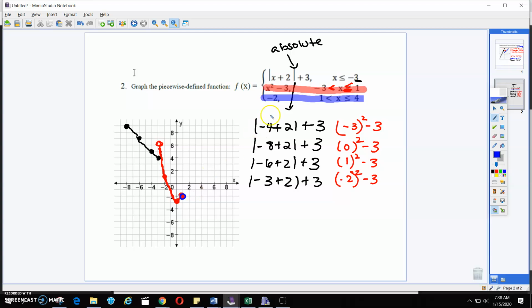Alright, so at x equals 2, we're going to have negative 2, right? At x equals 3, we're going to have negative 2. At x equals 4, we're going to have negative 2. And now we're going to connect all of those points.